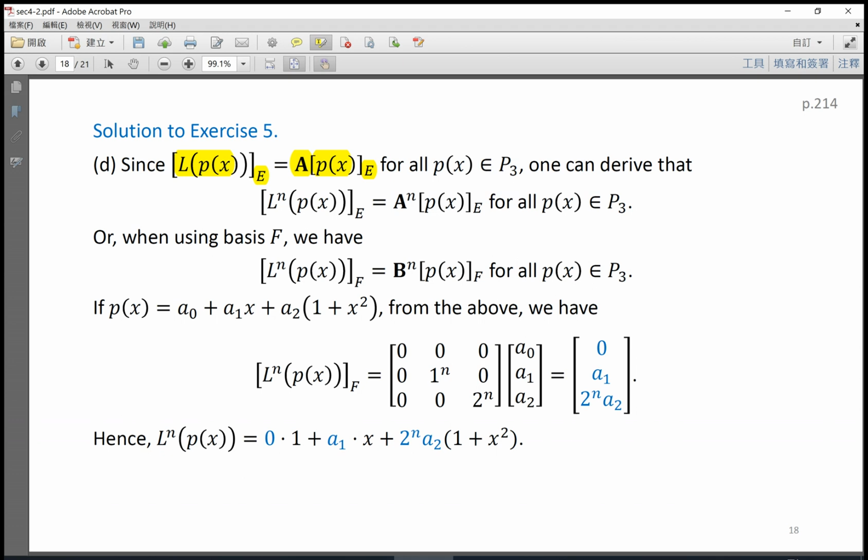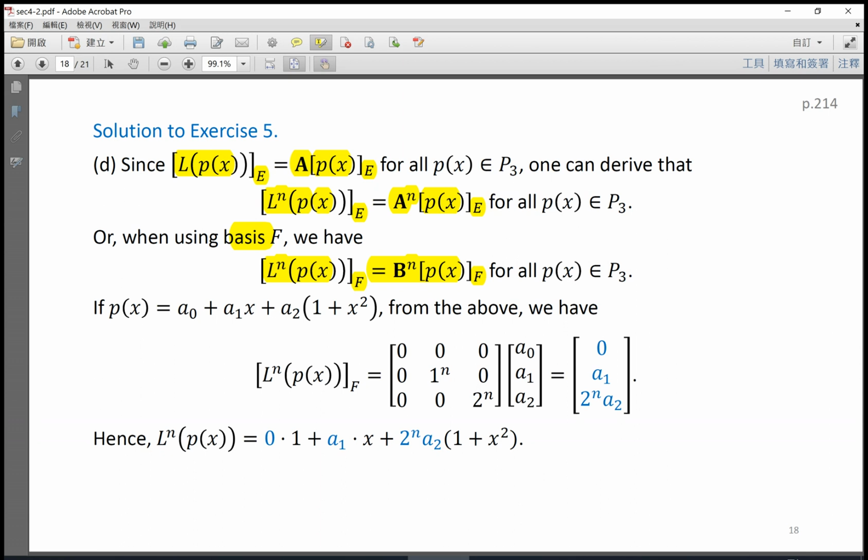Then one can derive that the coordinate of L superscript n of P with respect to E equals the nth power of A times the coordinate of P with respect to E. This formula is for basis E using matrix representation A. Similarly, we can derive the formulation for basis F using matrix representation B. Now we have two formulas for computing L superscript n. Which formula should we use?